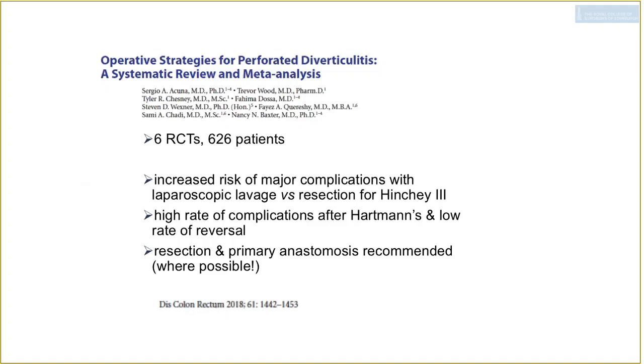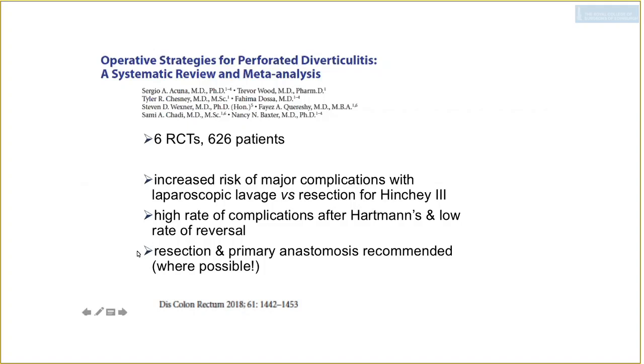So here is a very useful systematic review and meta-analysis from the States: 6 randomized trials, but goodness me, look, only 600 or so patients, on which the following can be based, really. And I think we accept this now, that there's an increased risk of major complications with the laparoscopic lavage approach. We've moved away from that, but resection, if you've got a Hinchey 3 or 4, resection is really mandatory now, we think. There's a high rate of complications after the Hartmann's resection, and the reversal rate is lower than we like to think, perhaps.